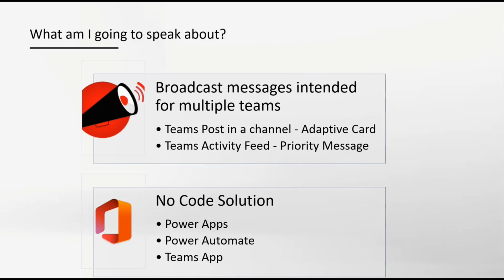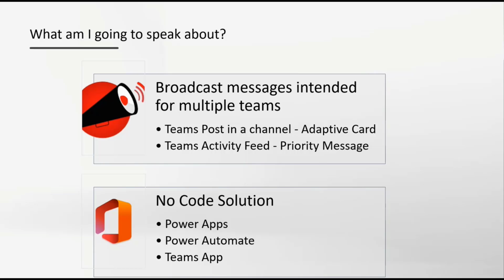But this one only has the capability to send an adaptive card to a team, and it is a no-code solution. So no Azure functions, nothing. Everything can be done within the Power Platform. It has a Power App, as I said, a Power Automate flow, and also a custom Teams manifest, which I've created from the Teams developer portal.